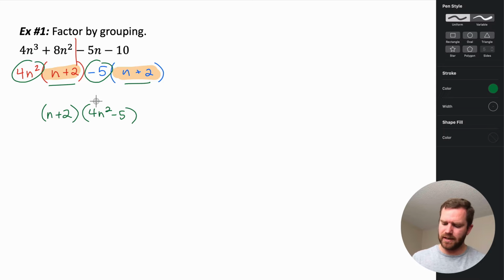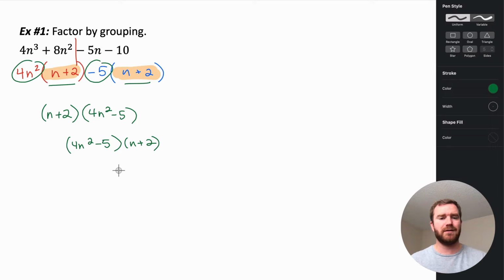We could do 4n squared times n, 4n squared times 2, negative 5 times n, negative 5 times 2 to get this. Now, the other thing that's true about this is you could also write this as 4n squared minus 5 times n plus 2 because of the distributive property. So the order in which these are written doesn't really matter as far as your products, right? Your products of your factors. But you should leave the terms inside in standard form. Let's take a look at another example.